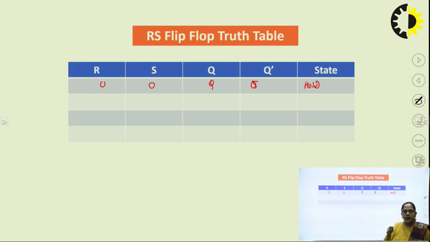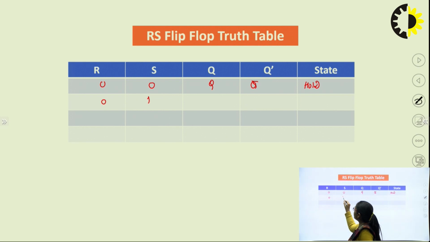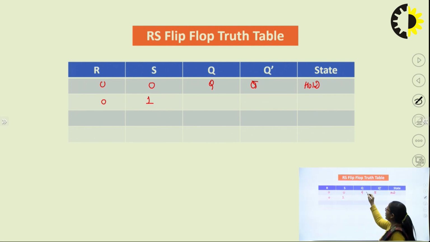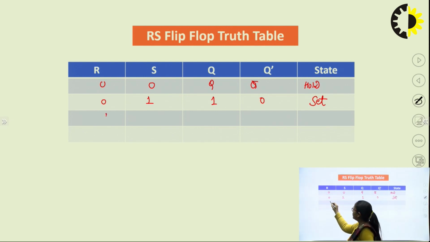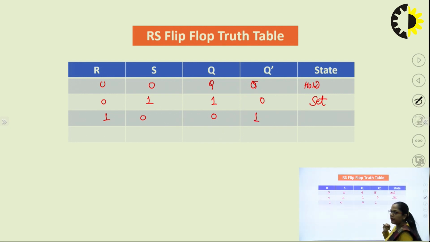Whatever is the state of the flip flop just before this combination, the flip flop will maintain that particular state, whether it was the set state or the reset state. If R is equal to 0 and S is equal to 1, then Q will be 1 and Q bar will be 0. This is called the set state of the flip flop. If R is 1 and S is 0, then Q will become 0 and Q bar will become 1. This is called the reset state of the flip flop.